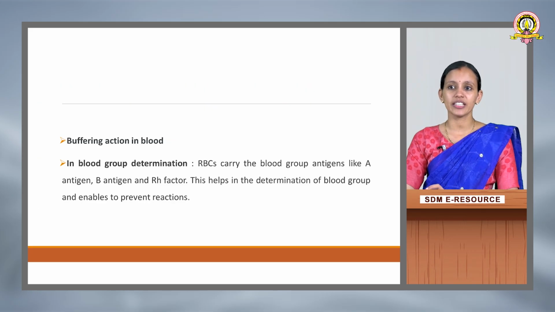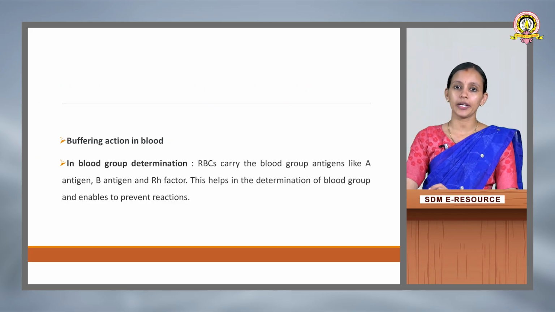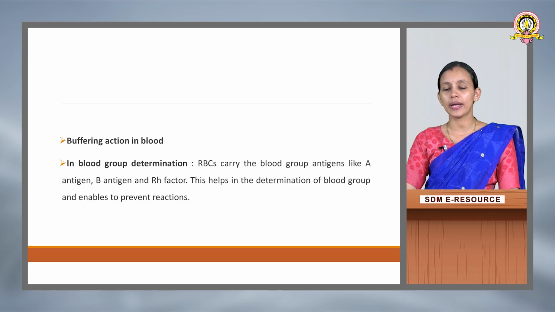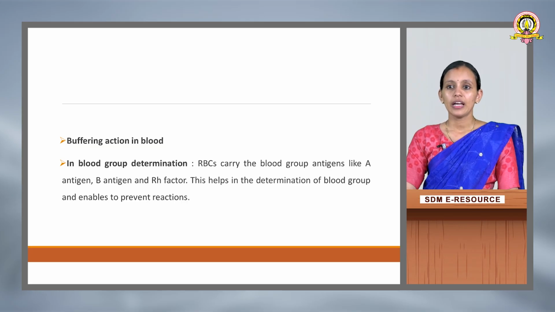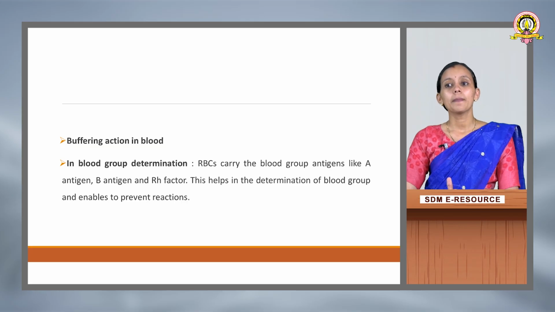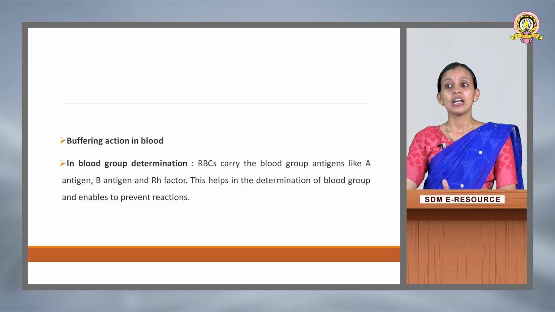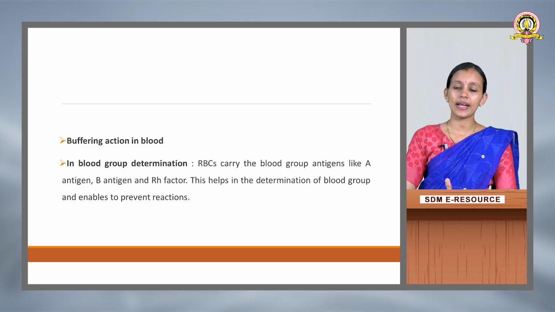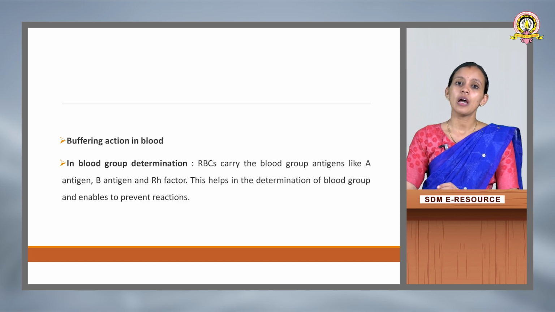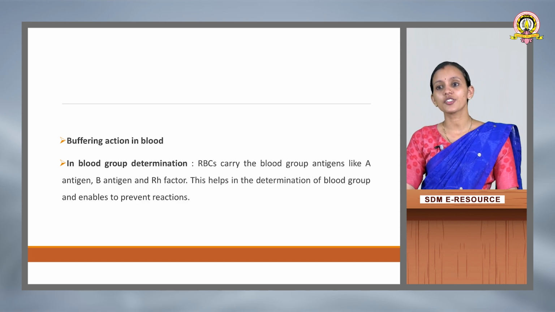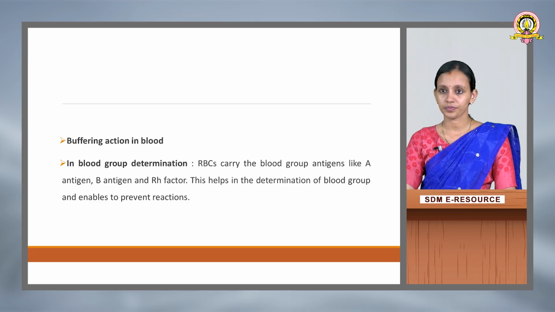The next function is the buffering action in the blood. RBC helps to maintain the pH of the blood, so that is called the buffering action in the blood. RBC also helps in blood group determination. RBC carries blood group antigens like A antigen, B antigen and Rh factor. This helps in the determination of blood group and enables us to prevent transfusion reactions.